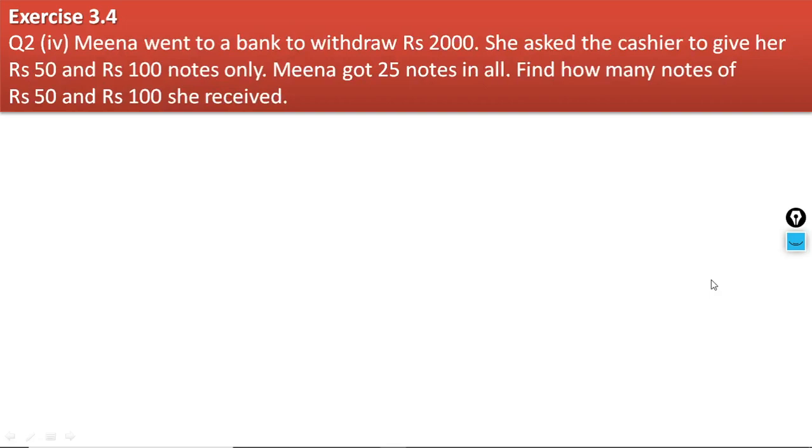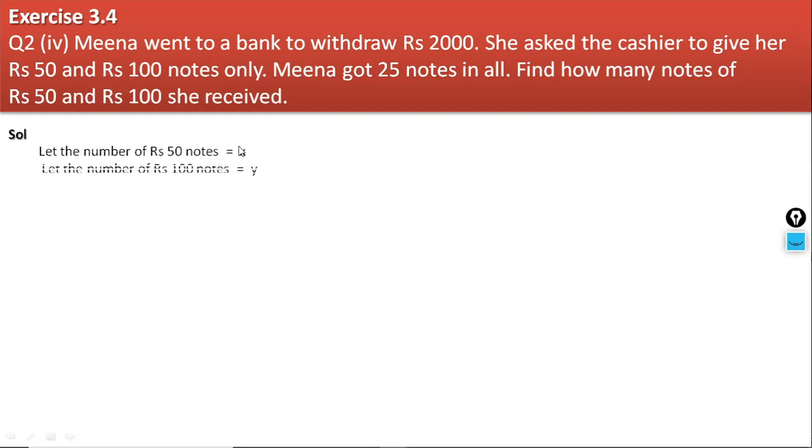Let us discuss another problem. In this problem, Meena went to a bank to withdraw rupees 2000. She asked the cashier to give her rupees 50 and rupees 100 notes only. Meena got 25 notes in all. How many notes of rupees 50 and rupees 100 did she receive? So we are going to consider the number of rupees 50 notes as x and rupees 100 notes as y. According to the question, the first situation is quite clear: the total number of notes is 25. It means x plus y is 25.